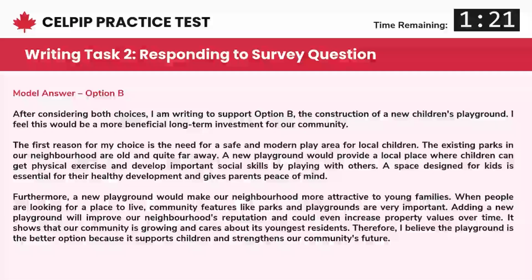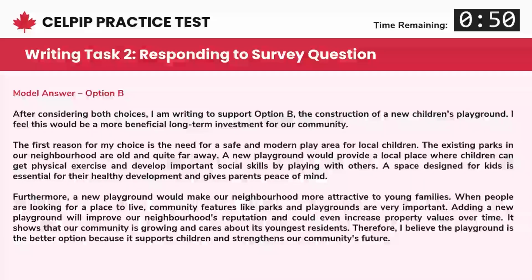Now let's examine this strong response that supports option B. Feel free to pause the video at any time if you'd like to read the text more carefully. This answer succeeds because it clearly states its preference for the playground in the introduction and provides two solid reasons to back it up. The writer first argues that a new playground is needed to give children a safe and modern play area, which helps with their physical and social health. The second reason is that it makes the community more attractive to young families, which is a good long-term benefit.